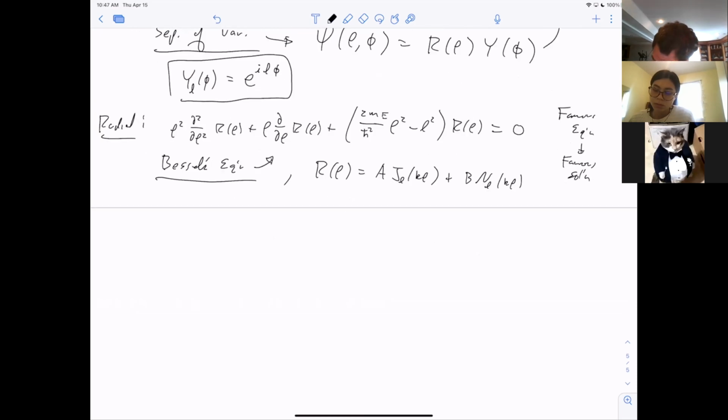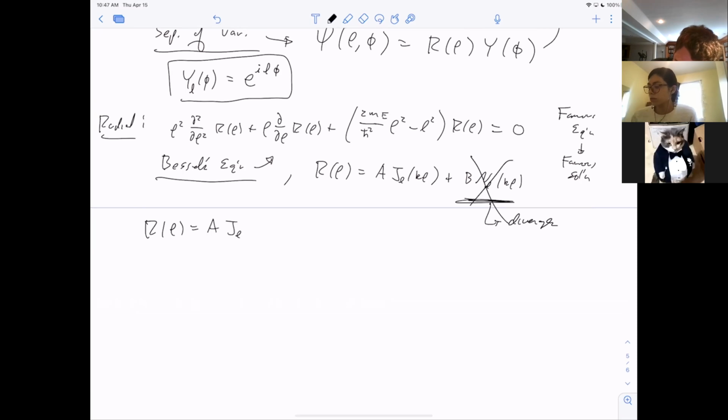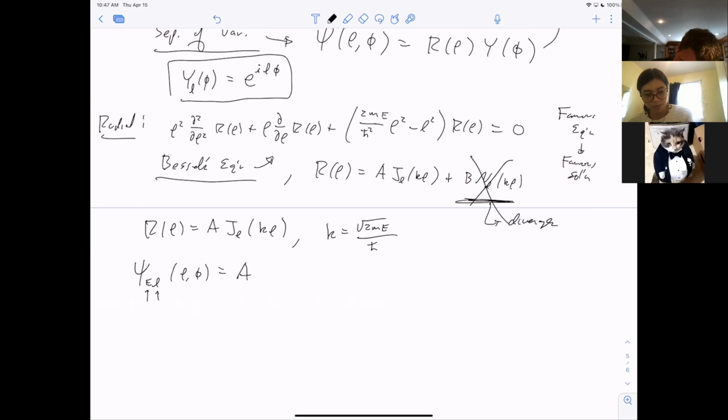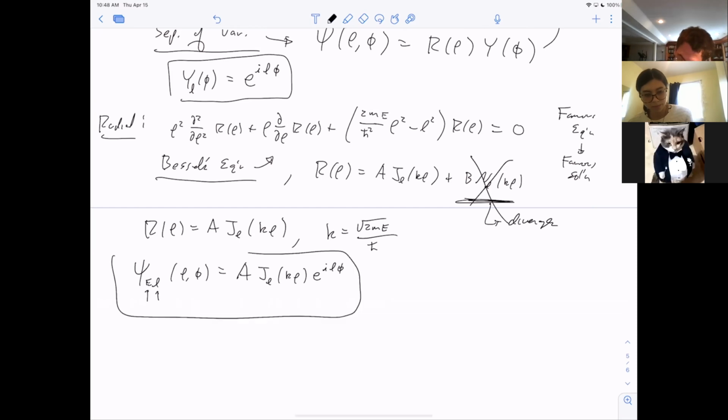Okay, but of course, the Neumann function diverges, and so that's going to go to 0. And so we see that the radial wave function is equal to the Bessel function, where the energy is living in the K, just like before. Okay, and so now we have the wave function, the eigenstates, which are described by an energy and an angular momentum, and they are functions of rho and phi. There's some normalization constant in front, but we have them. This is what they are. And then I have an e to the i L phi, because there's a radial component and an angular component, just like before.